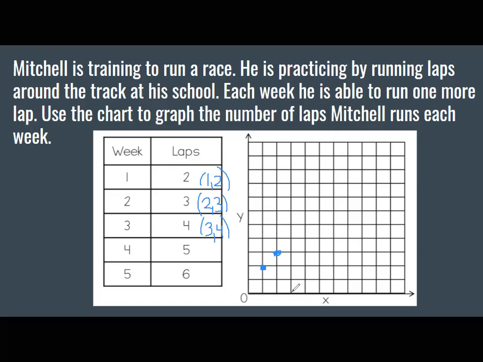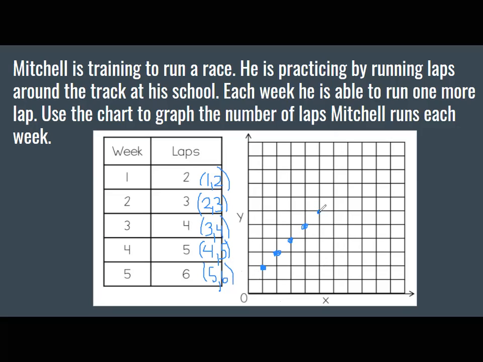So we're going to go to the right 3 and then up 1, 2, 3, 4. And then for week 4, he runs 5 laps. So we can create the ordered pair 4, 5. So that's 1, 2, 3, 4, and then up to 5 and put our point. And then for week 5, he's going to run 6 laps. That gives us the ordered pair 5, 6. So 5 to the right and 6 up.